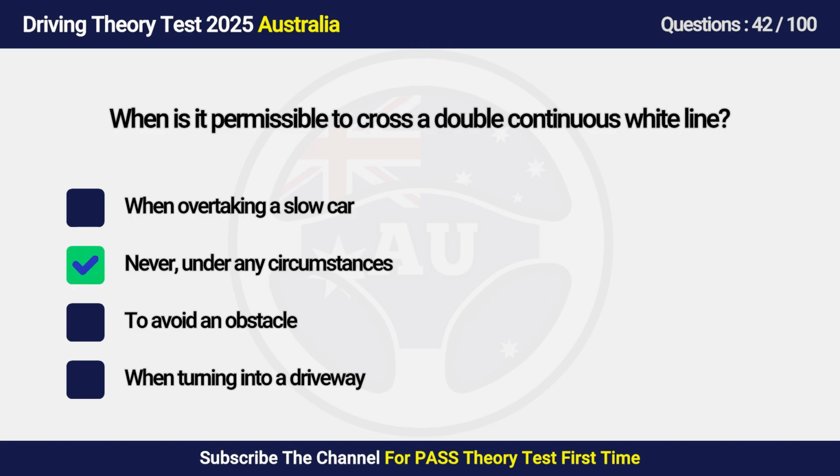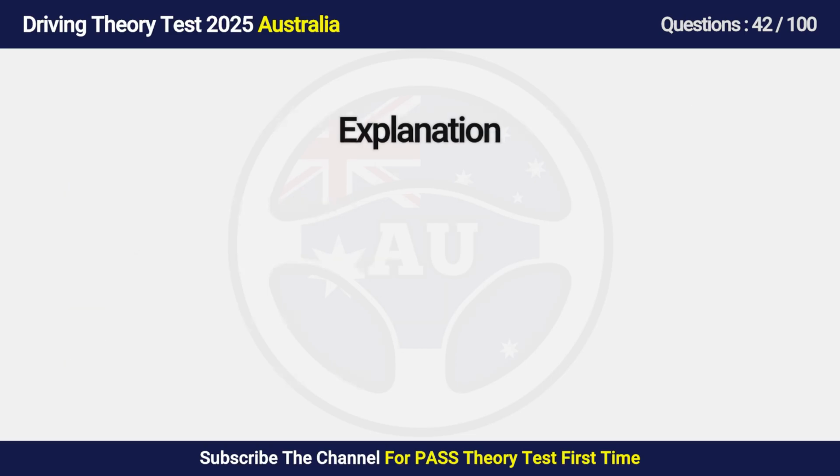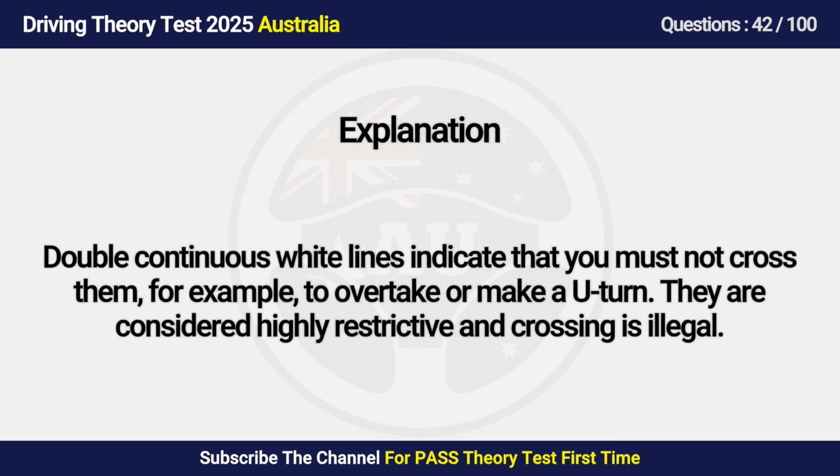Answers is B. Never under any circumstances. Double continuous white lines indicate that you must not cross them, for example, to overtake or make a U-turn. They are considered highly restrictive and crossing is illegal.